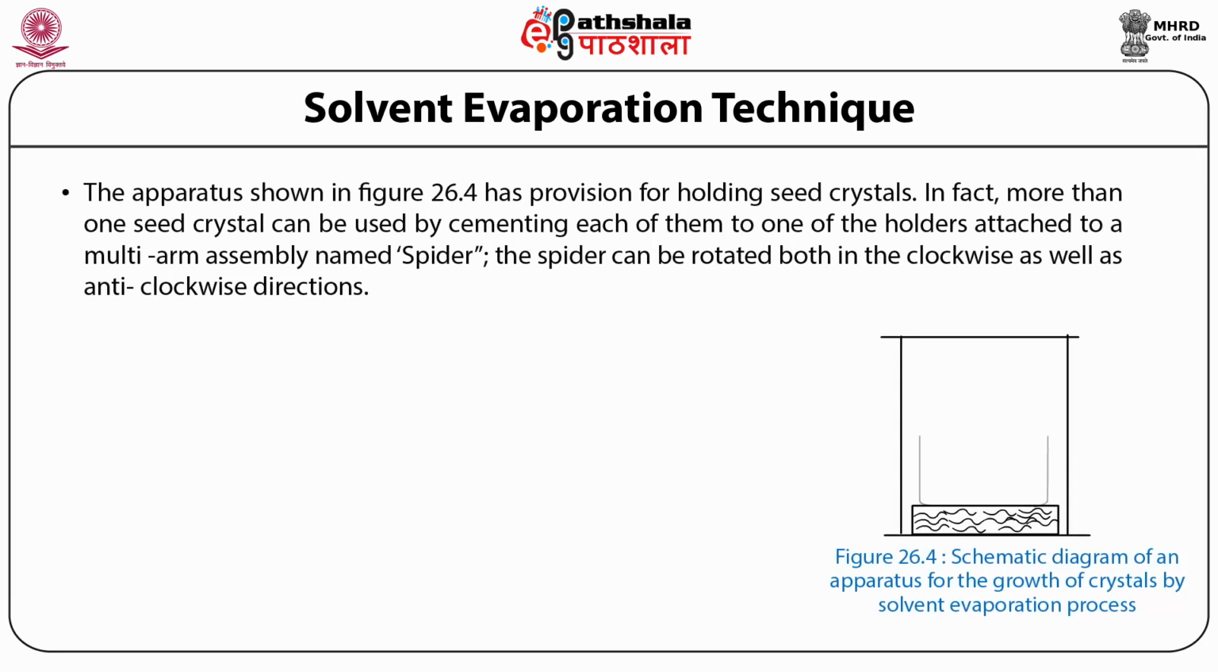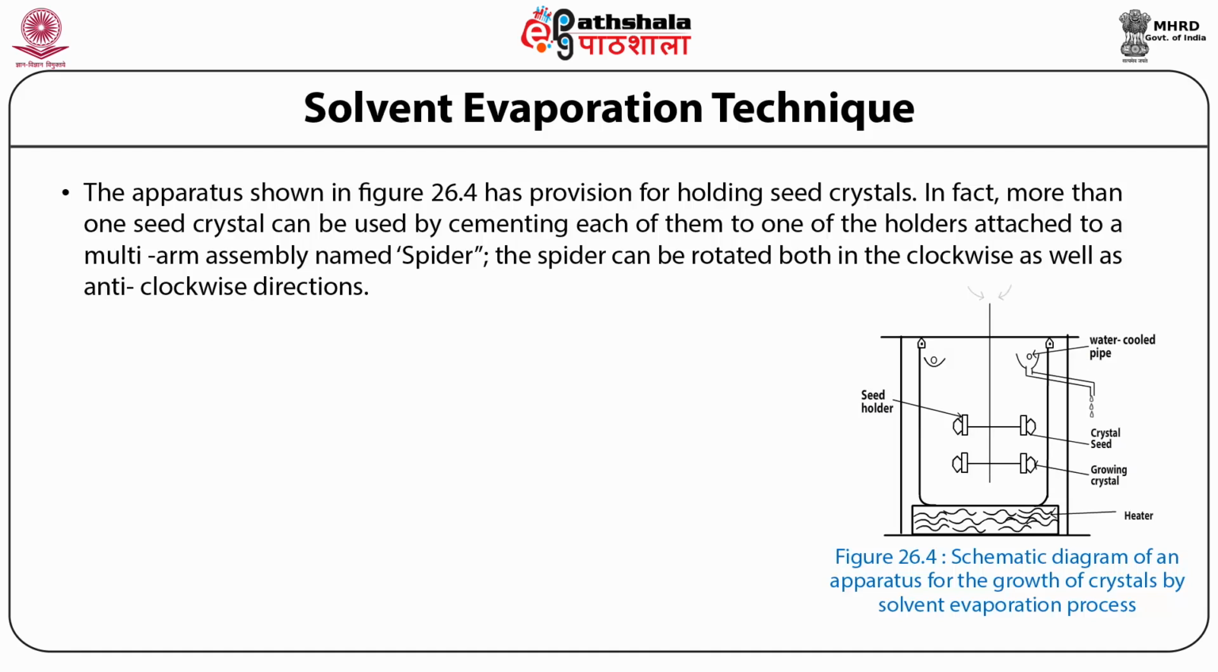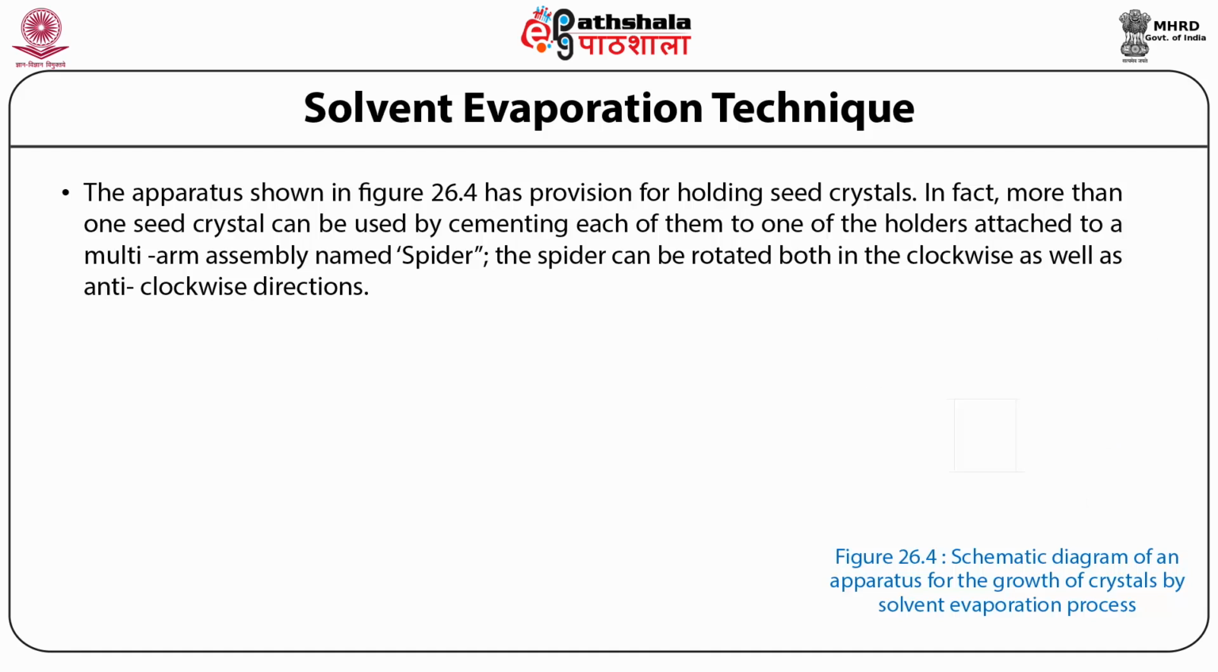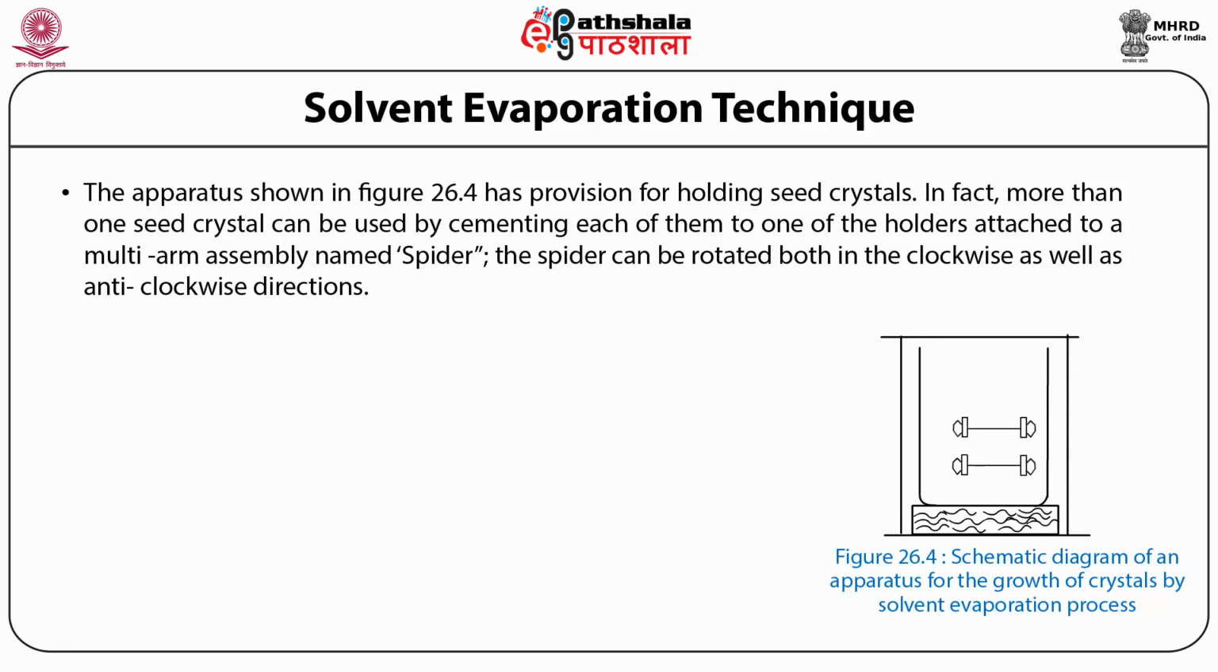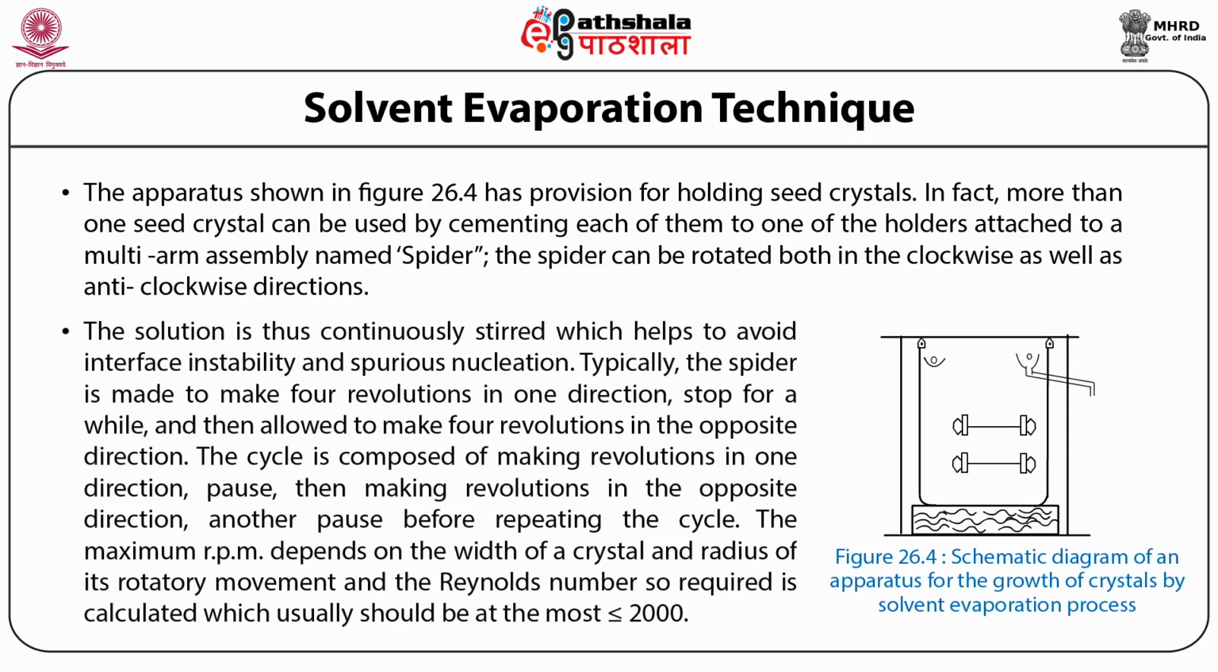The apparatus shown in figure 26.4 has provision for holding seed crystals. In fact, more than one seed crystal can be used by cementing each of them to one of the holders attached to a multi-arm assembly named spider. The spider can be rotated both in the clockwise as well as anti-clockwise directions. The solution is thus continuously stirred, which helps to avoid interface instability and spurious nucleation. Typically, the spider is made to make 4 revolutions in one direction, stop for a while, and then allowed to make 4 revolutions in the opposite direction.